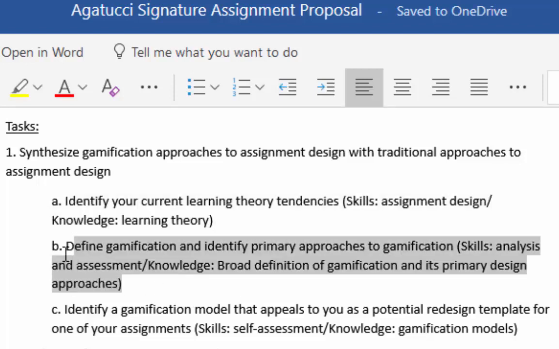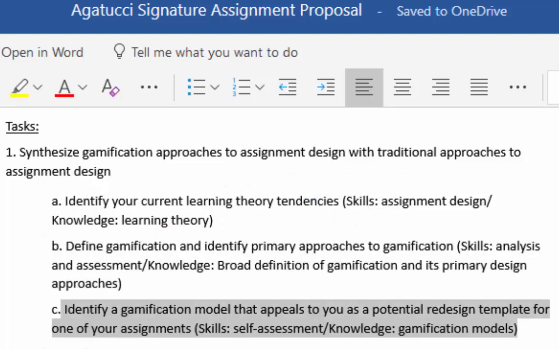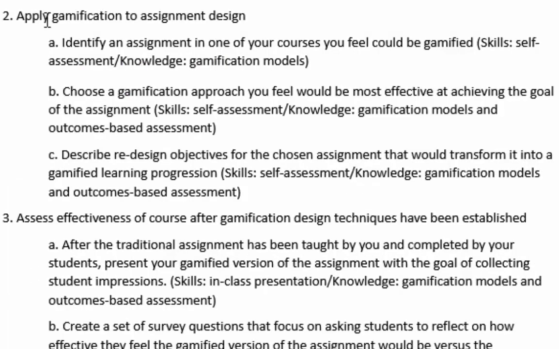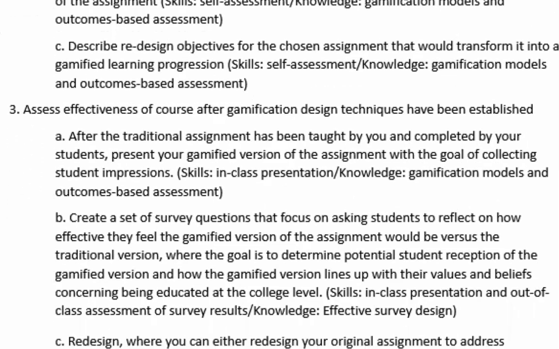Part of this would also involve identifying the primary approaches to gamification, and understanding some of its basic models. I'd like to offer the types of models that the instructors could have a variety where they could see potentials in various manifestations of gamification. So it's not just one model and then do this. I'd like to provide various models so they can actually consider different approaches and find one that might appeal to them. The second task would be applying gamification to assignment design.